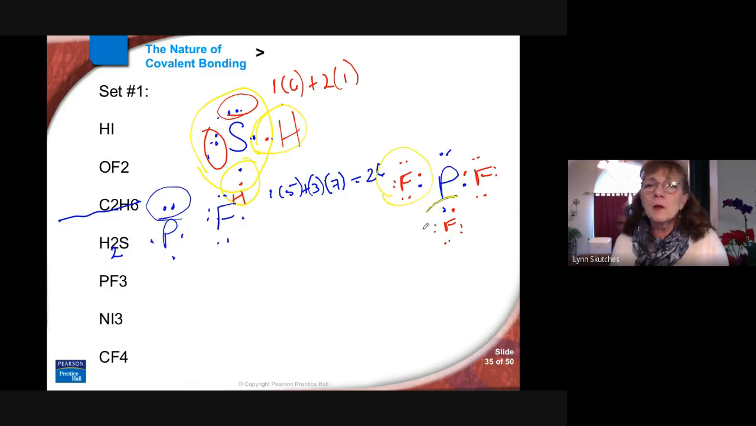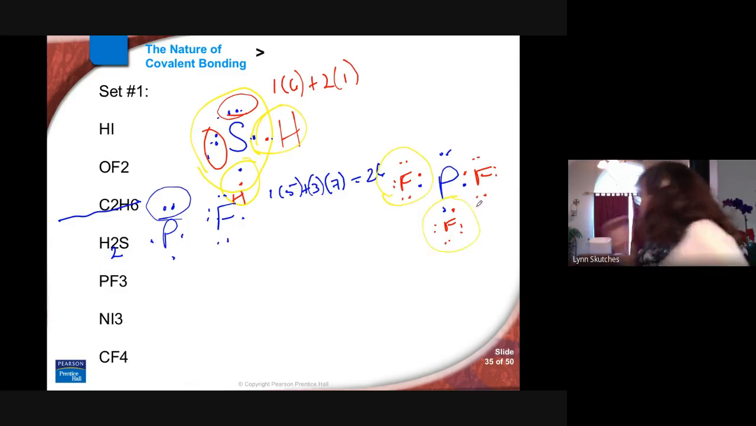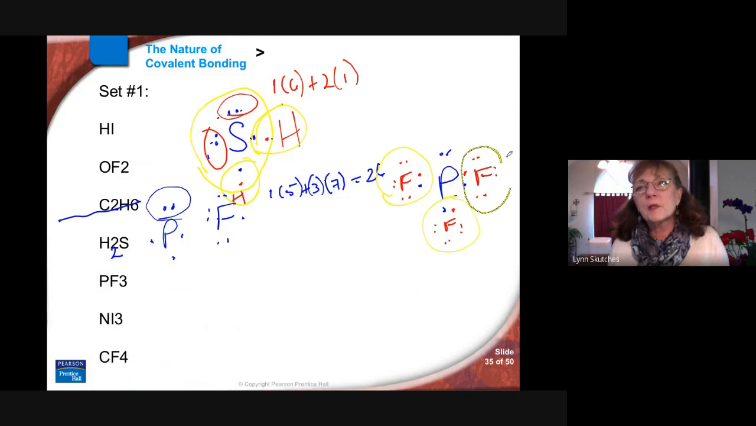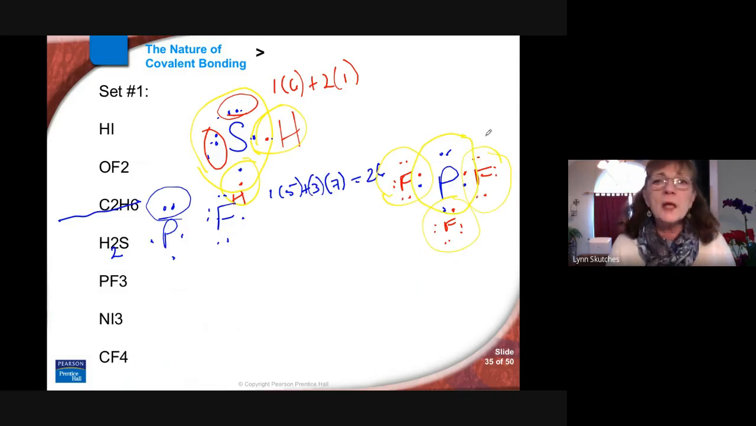7 and 1. Oof. 7 and 1. And then 5 and 1, 2, 3. And the octet rule is satisfied. Questions about phosphorus with 3 fluorines?